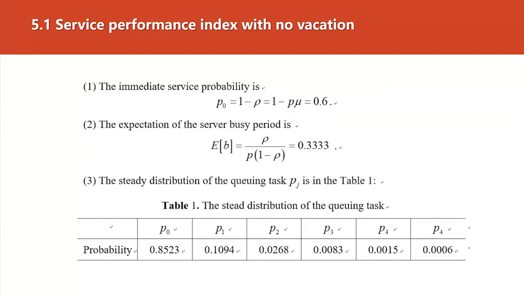The first one is the service performance index with no vacation. The immediate service probability is as follows: P0. The second one is the expectation of the server busy period, which is AB. The third one is the steady distribution of queuing tasks, PG, as in Table 1. We can see the steady distribution of queuing tasks.